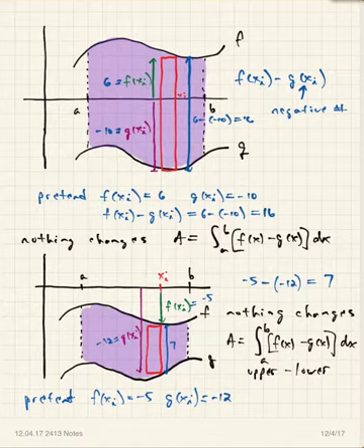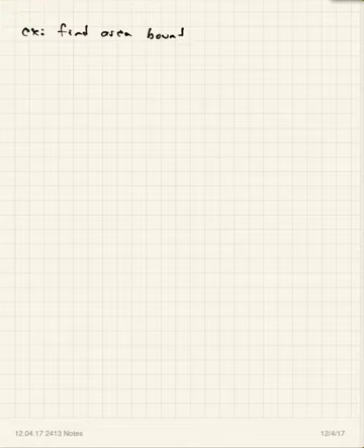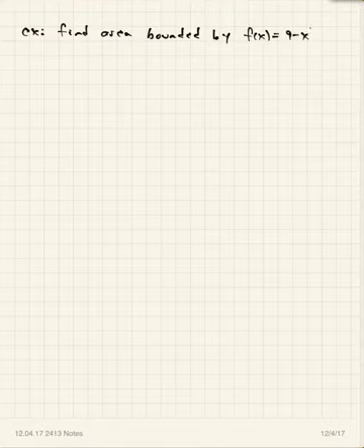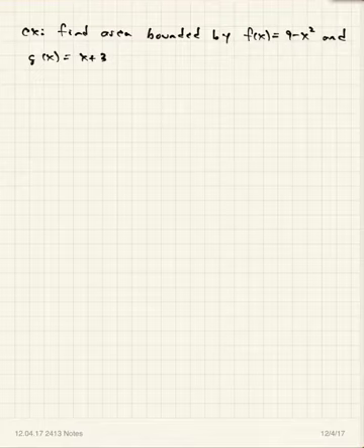All right, so let's look at some examples here, and then we're going to have to look at a few issues as we go through this. So let's look at this example. And so the example is to find the area bounded by the function f of x equals 9 minus x squared and the function g of x equals x plus 3. So notice we're not given two x values and told to find the area between those two x values. This is just the region bounded by the two curves.